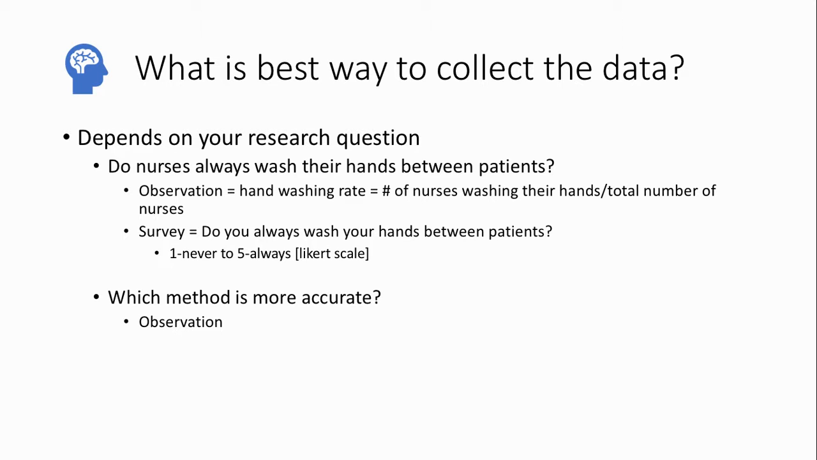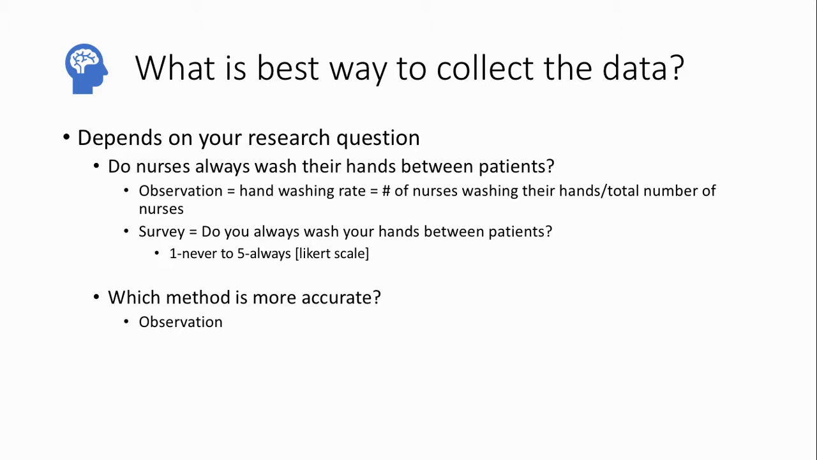So what is the best way to collect your data? It really depends on your research question. And there's a number of ways to skin a cat depending on how you want to go about doing it. For example, do nurses always wash their hands between patients? One way you could do this is you could do an observational study where you're just observing them doing hand washing, like an example we had earlier.